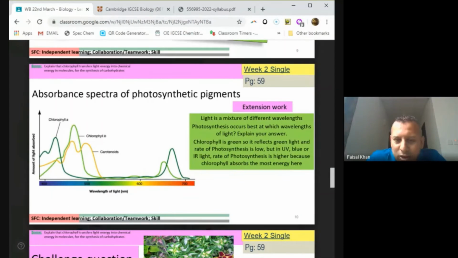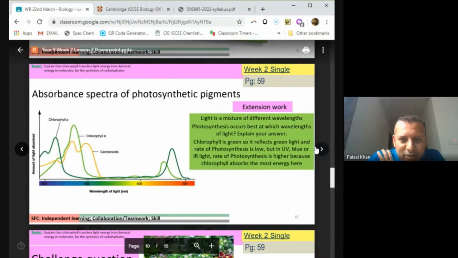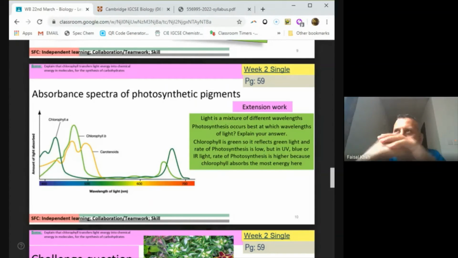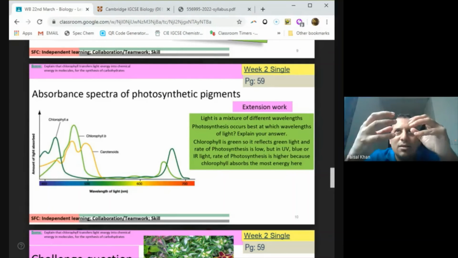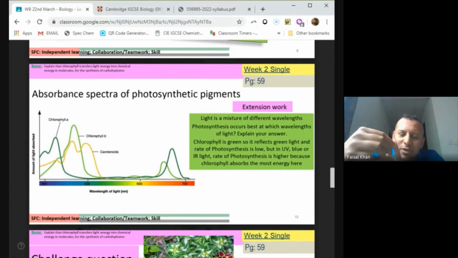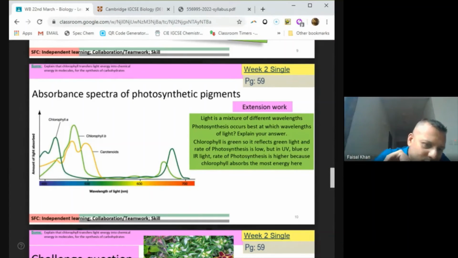This is basically the pigments that are inside plant leaves. Chlorophyll is a pigment that will absorb certain wavelengths of light. Now, the text says chlorophyll is green, so it reflects green light and the rate of photosynthesis is low. Plant leaves are green because white light is made up of red, orange, yellow, green, blue, indigo, and violet. That is what you can see at the bottom. You can see those colors.